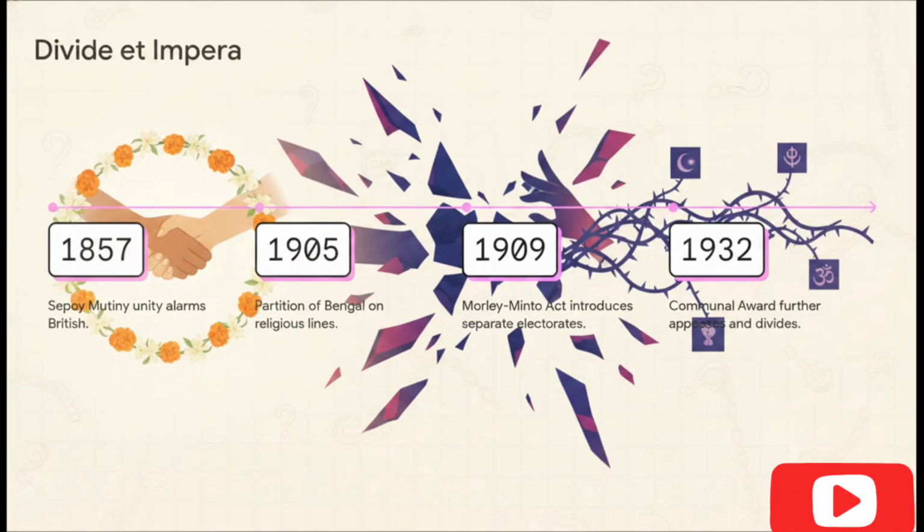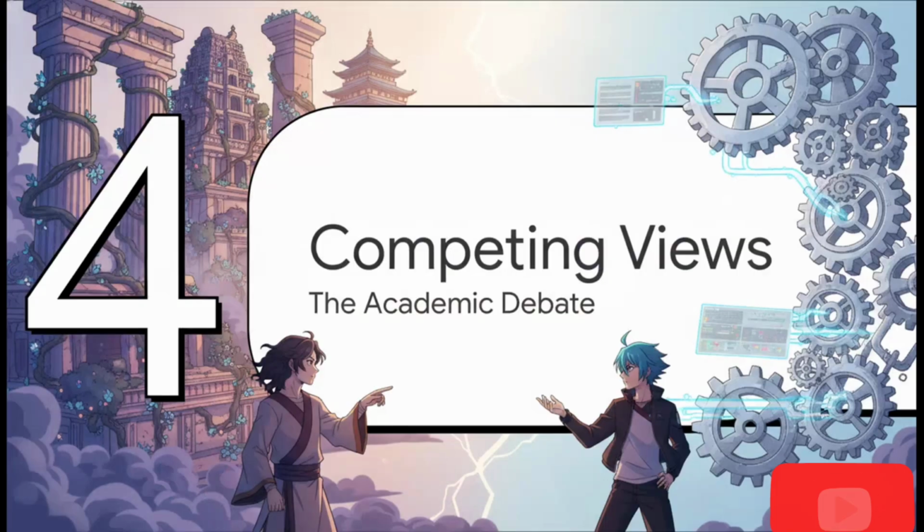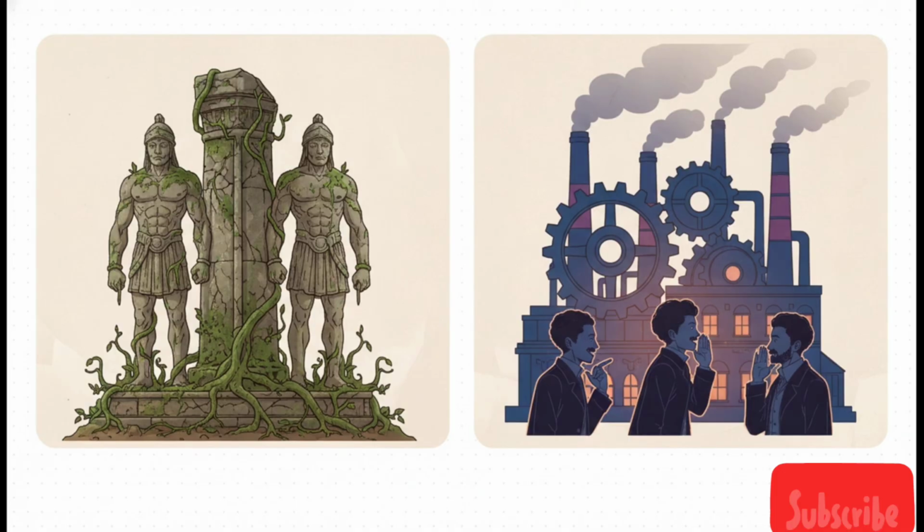And later, in 1932, the Communal Award further appeased and divided various communities. These administrative actions deliberately and methodically fractured the society's overarching national identity. Section 4. Competing views on communalism, the academic debate. And this brilliantly illustrates a fascinating historiographical debate.